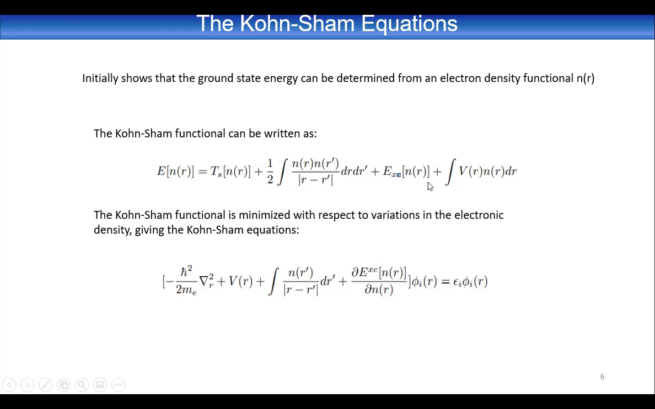This E_XC is an exchange correlation functional. And so it corresponds to the energy contribution from the fact that electrons are fermions. And as fermions, if you take a particle at one position and a particle at a different position and swap them, the sign of the wave function is anti-symmetric.